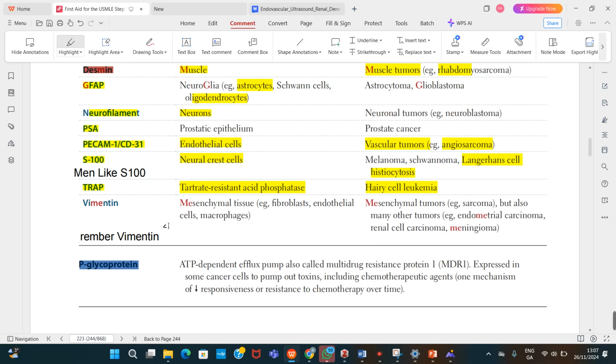Fantastic job. Massive splenomegaly and pancytopenia. So vimentin marks mesenchymal tissues like fibroblasts, the endothelial cells, and the macrophages. So vimentin is just mesenchymal, any mesenchymal tumors, sarcomas, and the like. Don't really worry yourself about it, but just know mesenchymal tumors, like sarcomas, and other tumors like endometrial and meningioma.